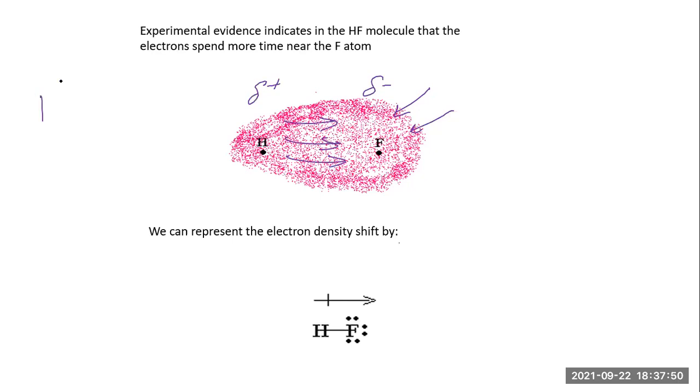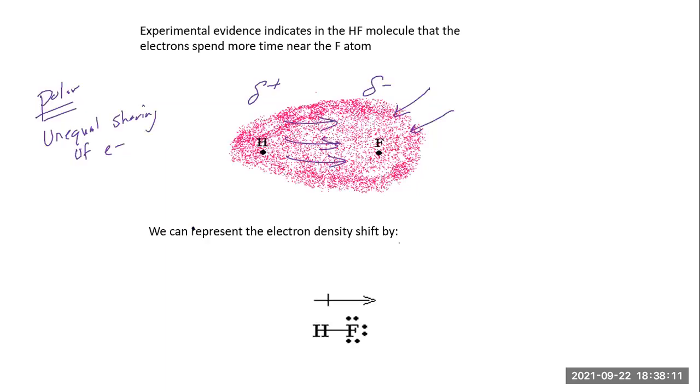So what is a polar bond? It is just that: a nonpolar bond is equal sharing of electrons. A polar bond is unequal sharing of electrons. Any questions on that there?